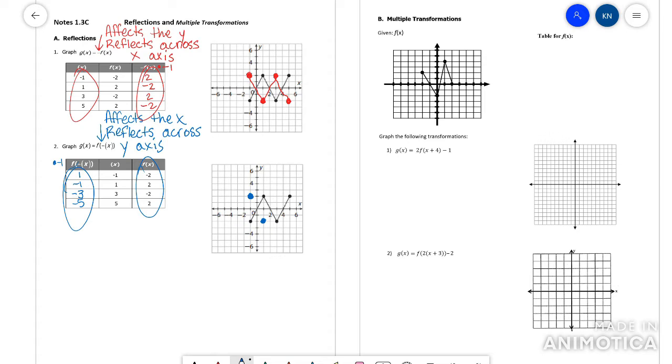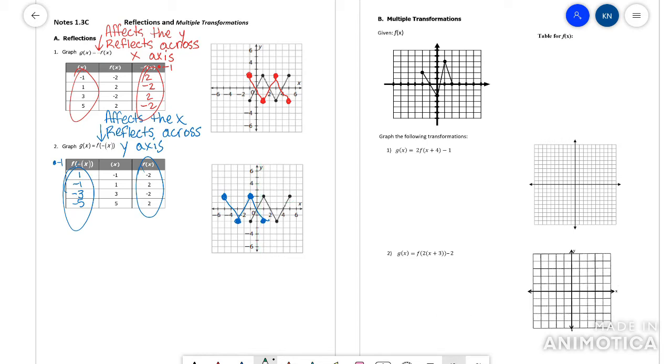Oh, that's not right. Then connect these dots. And so the blue is the new one, and if you look at it, like for example, this point here reflected across the y-axis and went over here now. So that's how you handle reflections.